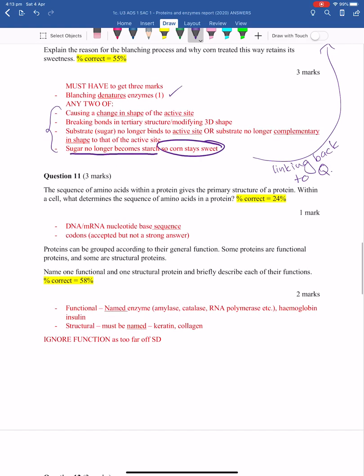Okay, down to question 11. Question 11, the sequence of amino acids. What determines the sequence? It is not sufficient to write DNA or mRNA, okay? Because it wasn't saying what codes for amino acids in general. It was asking you about the sequence. And this one here, not many people managed to get it right. I needed the word sequence.